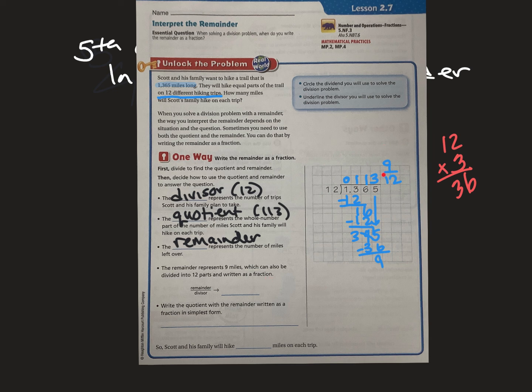And we kind of did that already because we've been doing that a little bit already. 9 out of the 12 is what's left over. So there's an extra 9 miles to be split over 12 trips. Write the quotient with the remainder written as a fraction in simplest form. So we need to simplify this fraction though. So let's simplify that fraction.